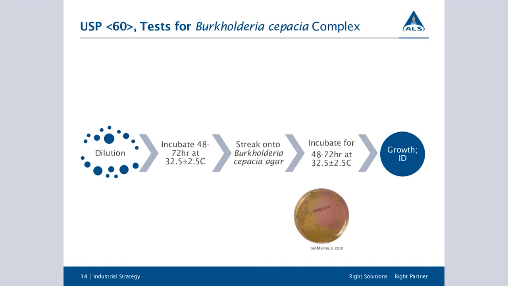Once you have a passing suitability test, then you could proceed with the actual test of the sample. And the process is exactly the same as the suitability test, using the same dilution, except that you don't spike with organisms. So in this case, if the suitability passes at 1 to 10, then you would make that dilution and go through the same procedure. And you look for the growth. Now, if the growth is present, then you're required to do an identification to see what that organism is.